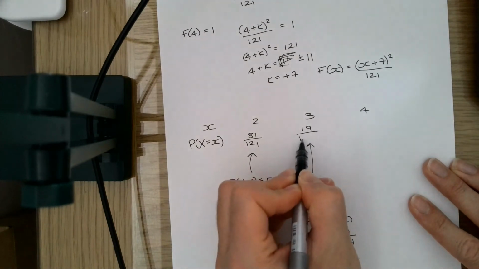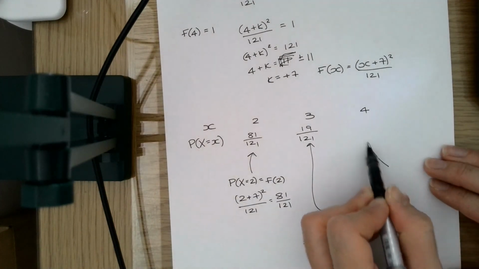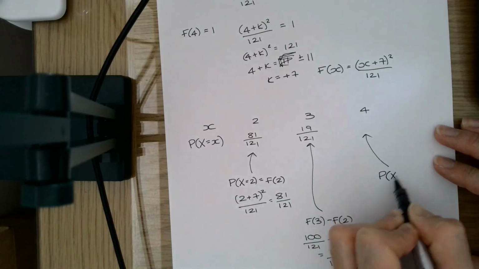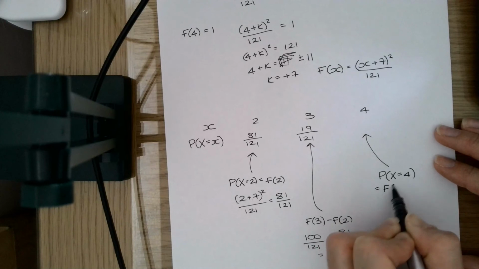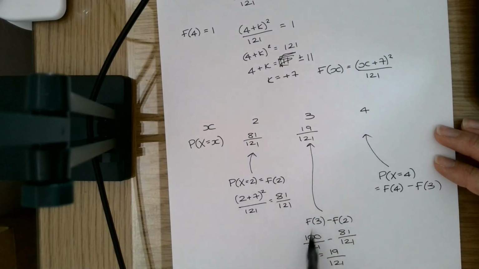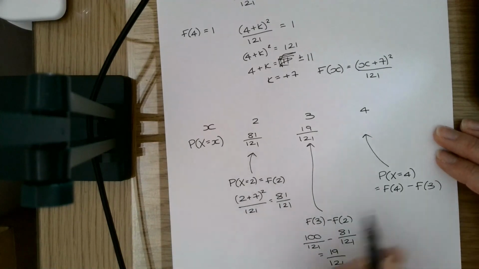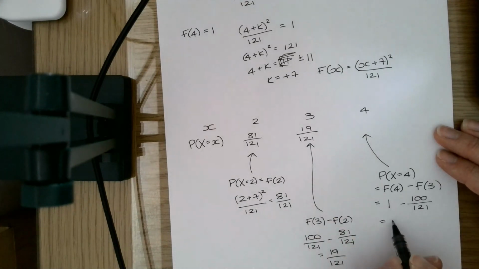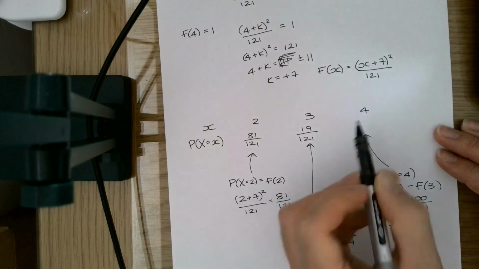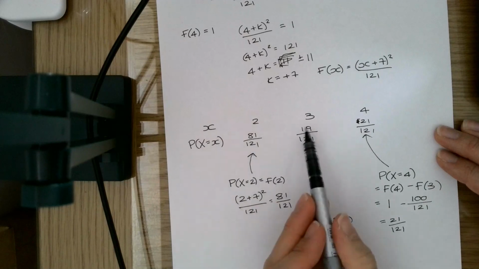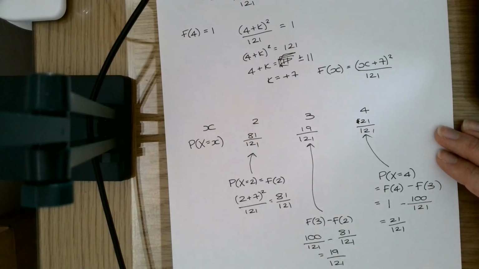And then P(4) is going to be, if we wanted to work out the probability of x equals 4, we have to do F(4) take away F(3), because remember F(3) already takes into account the probability of 2. So that's going to be our 1, take away our 100 over 121, which is going to give us 21 over 121. When you add these three up, we should get up to 121 out of 121.